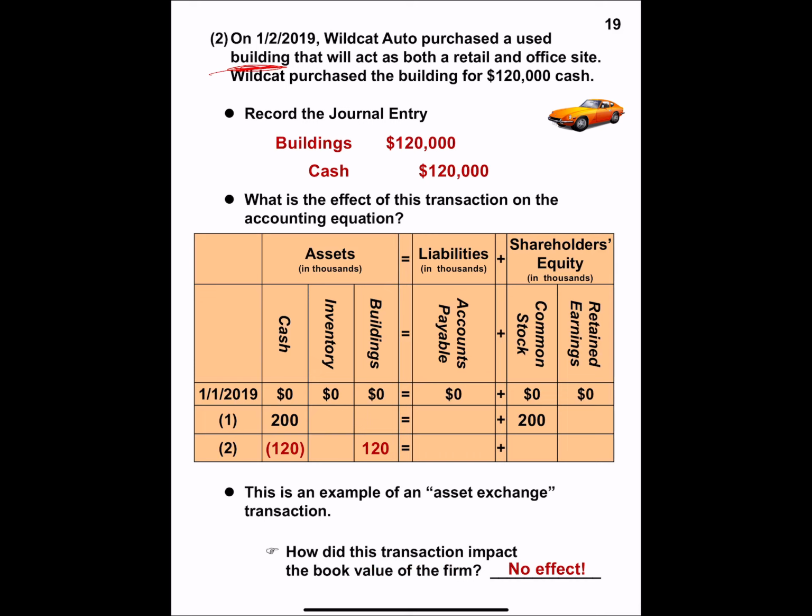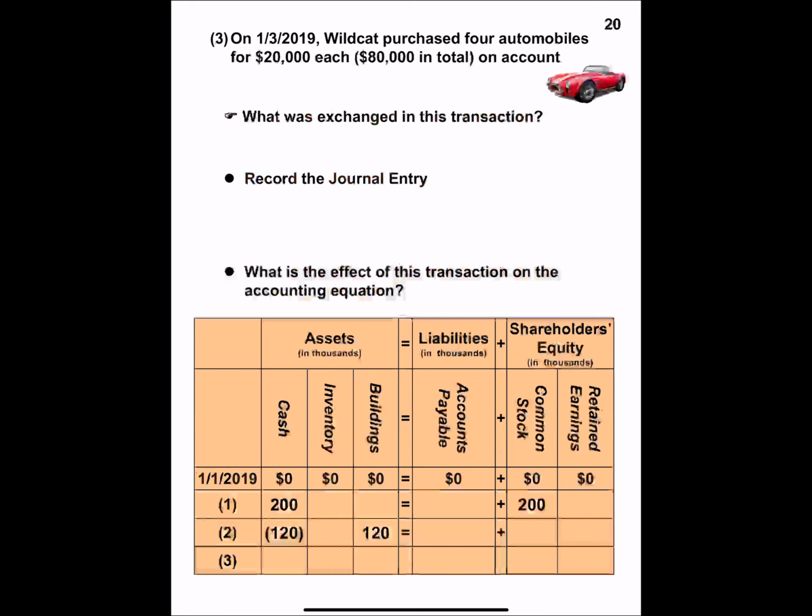Okay? So we're moving along here. We've got 2 journal entries under our belt. Let's see what the third transaction is. All right. So January 3rd, Wildcat went out and bought 4 automobiles for $20,000 each, $80,000 total, and they bought them on account. So first off, what does that mean? So buying on account means you did not pay cash yet, that you owe whatever company or individual you bought these cars from, you owe them $80,000.